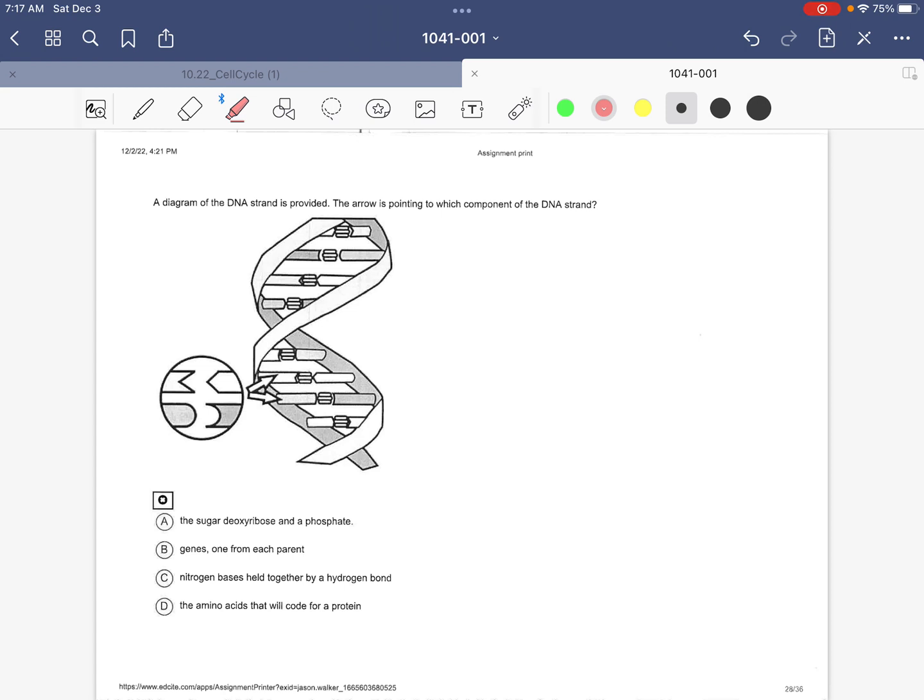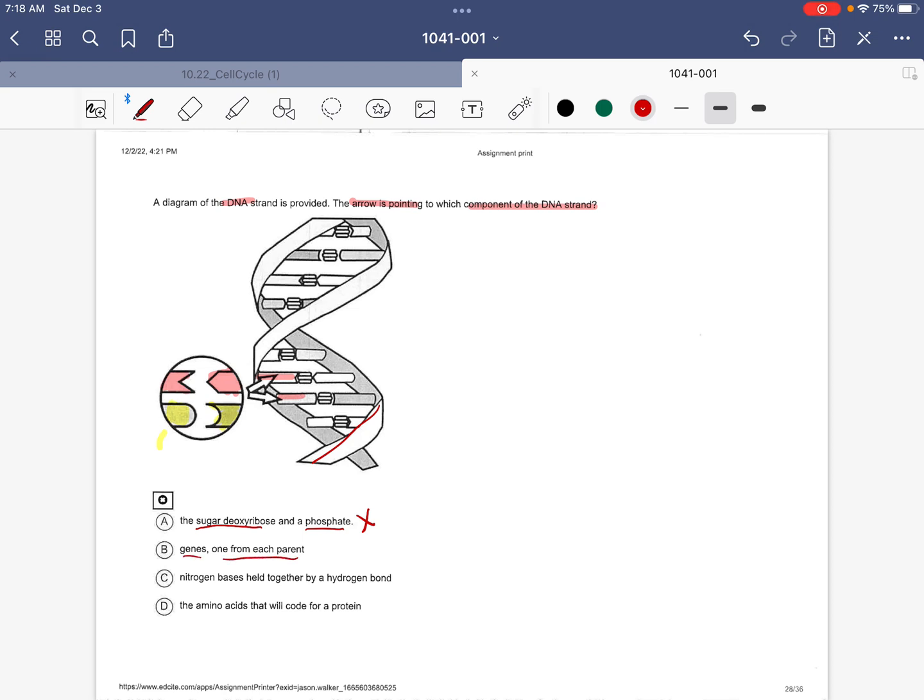So we're already on question 21. The diagram of DNA is provided. The arrow is pointing to which component of the DNA strand? So here, we see the different shapes. And that is what is in the middle of both of our DNAs. So that's what we're looking at here. The sugar deoxyribose and phosphate, remember that makes the backbone. It is not in the center.